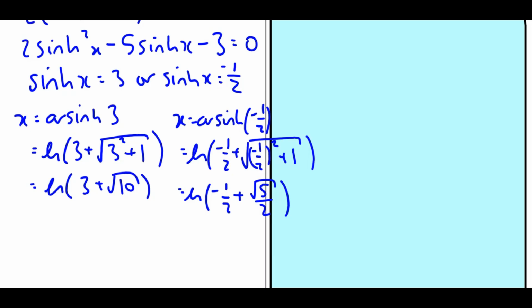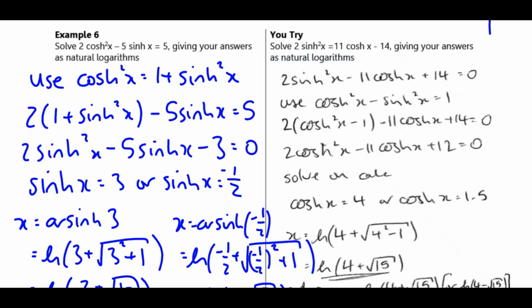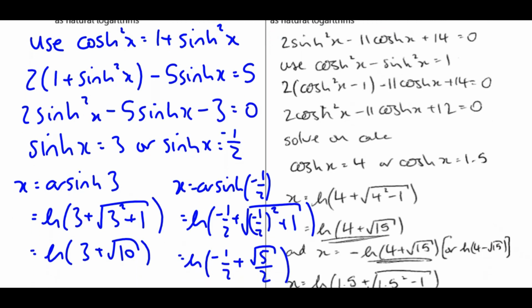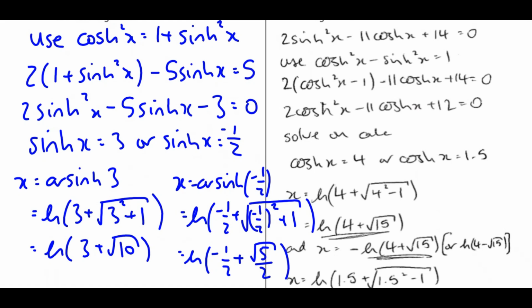Pause the video and have a go at the you-try. This one's going to be a disguised quadratic in cosh, so make sure you get those two solutions at the end of this one. So turning this into a disguised quadratic in cosh, turn sinh squared into cosh squared minus 1. Rearrange this and solve it.